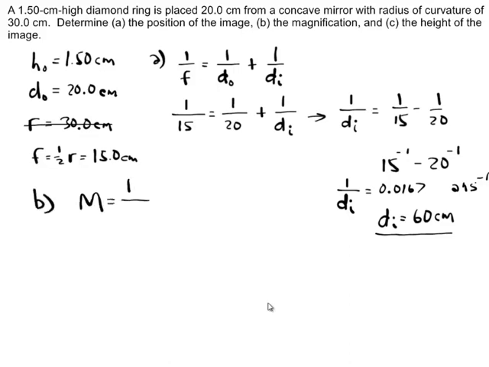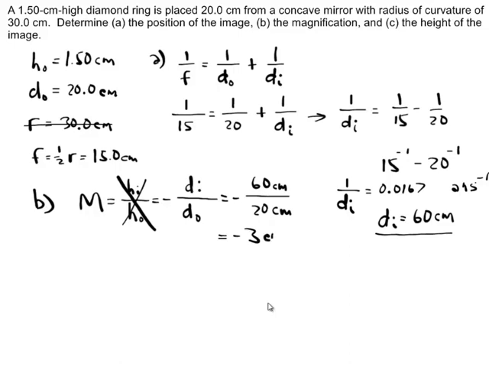Now the magnification is equal to two things. It's either equal to hI over hO or negative dI over dO. Now in our case, we don't know the height of the image, but we do know the image distance and the object distance. So we're not going to use this part of it. We're just going to set it equal to negative dI over dO, which is going to be negative 60 centimeters over 20 centimeters, which is going to be negative 3.